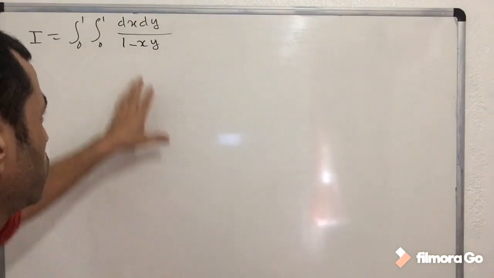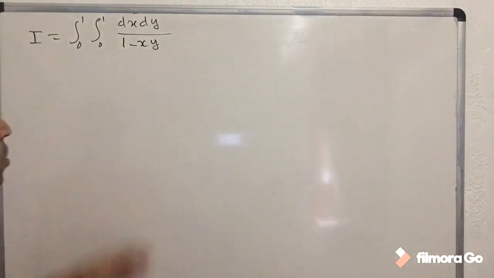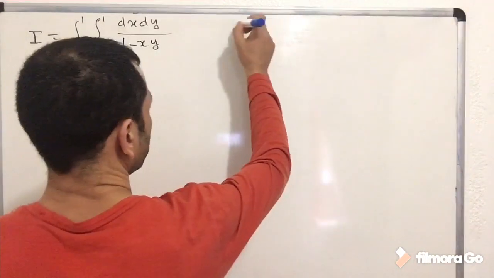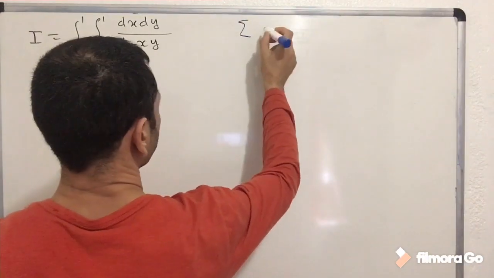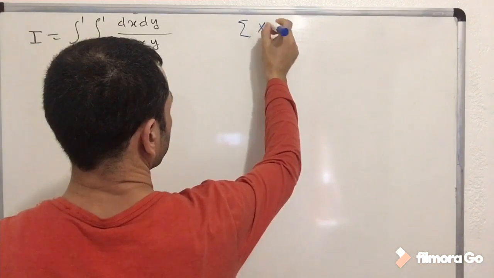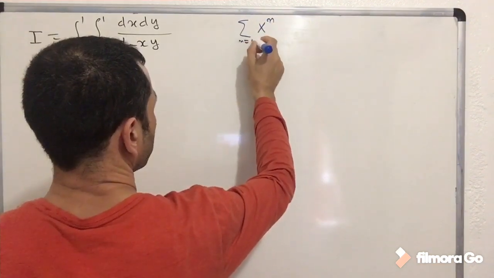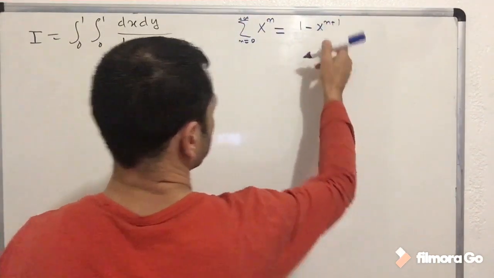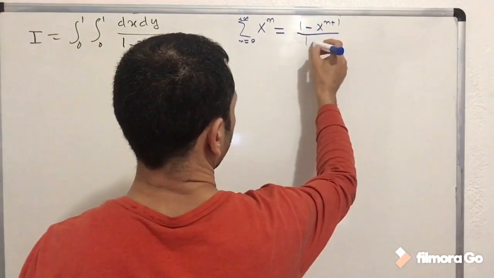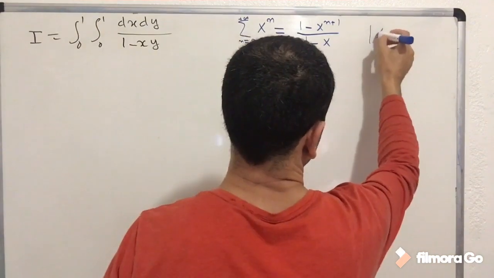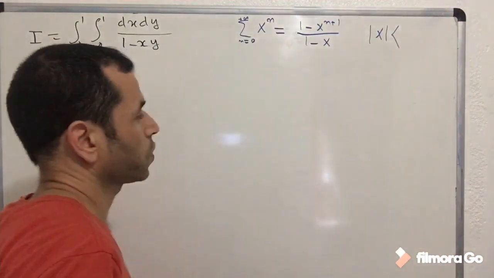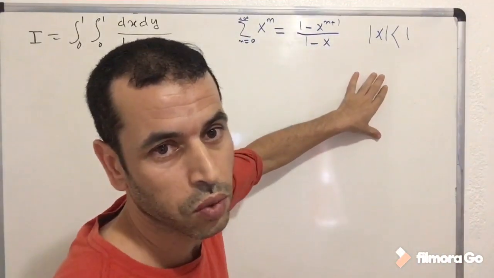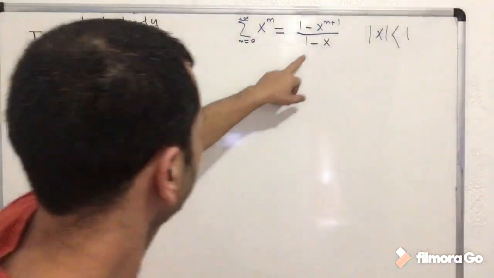Another thing we should know about this form of integral is that it is similar to the geometric series. The geometric series is written in this form: the sum of x to the power n, from n equals 0 to plus infinity, equals 1 minus x to the power n plus 1, over 1 minus x. Here x has to be smaller than 1 and larger than minus 1. Okay, so this one looks like this one.